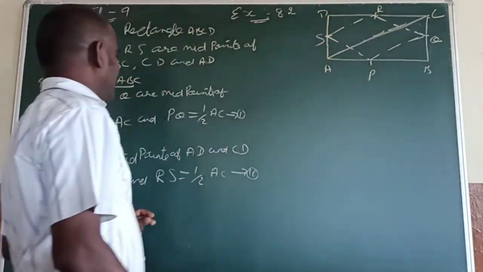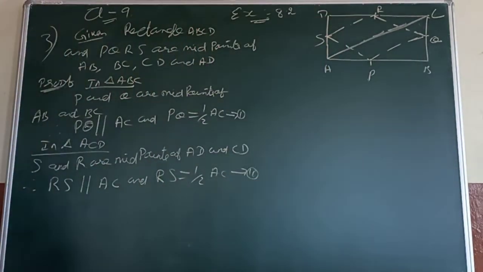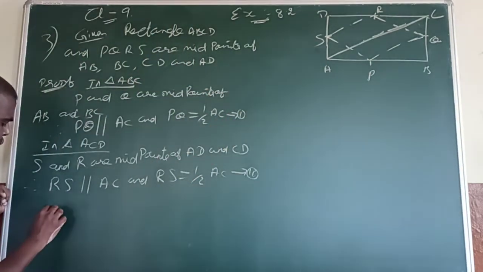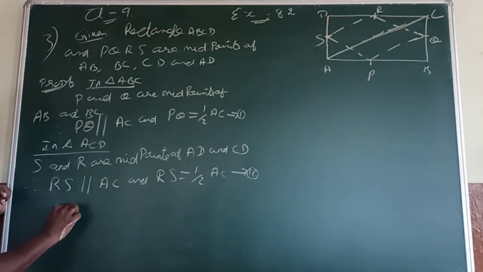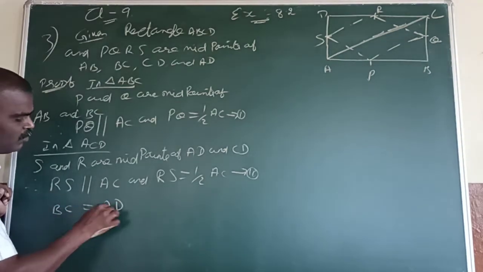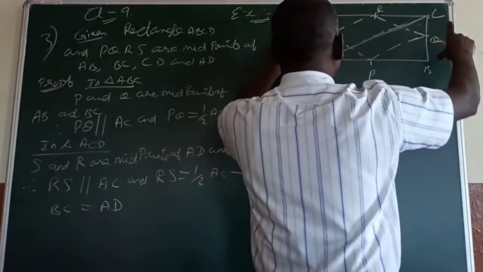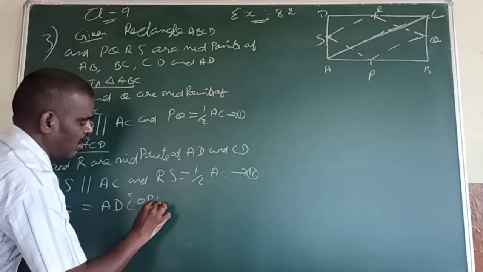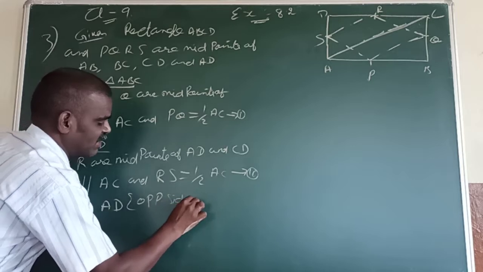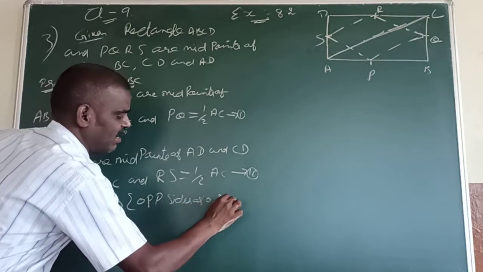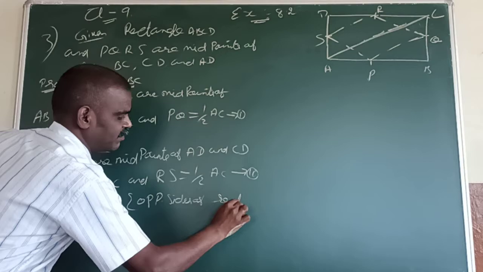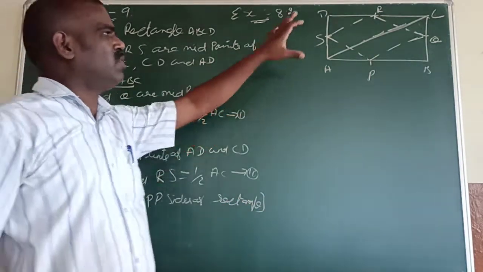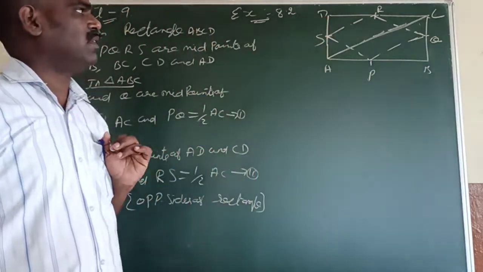Now comes the next part. S is a midpoint of AD, that means AS is half of AD. BC is equal to AD. Why? Opposite sides of a rectangle are equal, so BC and AD are equal.